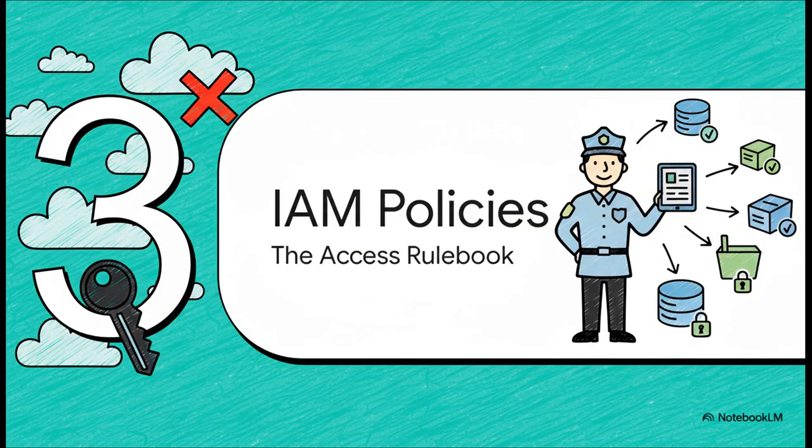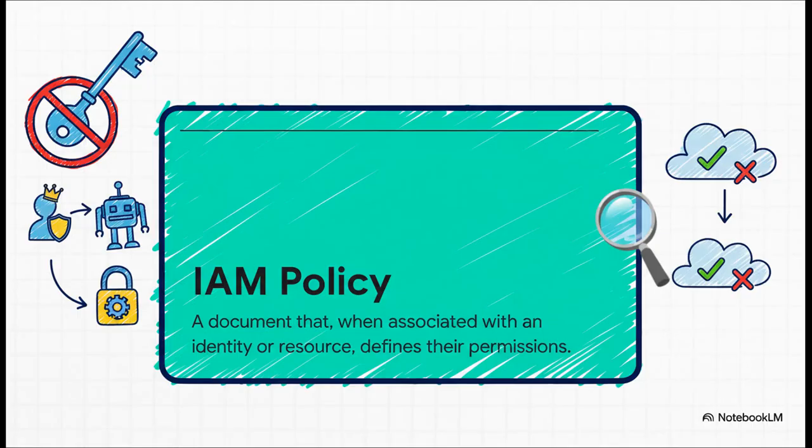All right, so we have our team members, our users, groups, and roles. But how do we tell IAM what each of them is actually allowed to do? Well, that's where policies come in. Policies are the official rulebook for your entire AWS account. So what is a policy? It's just a text document written in a format called JSON that spells out permissions in plain language.